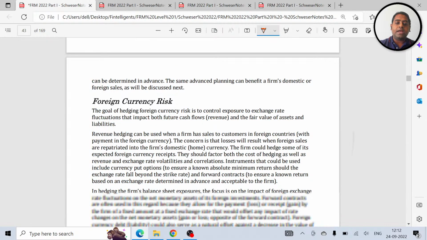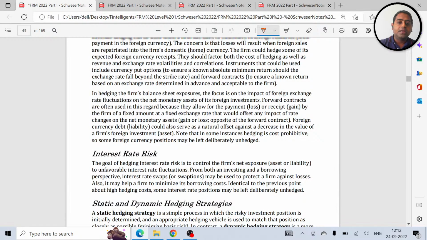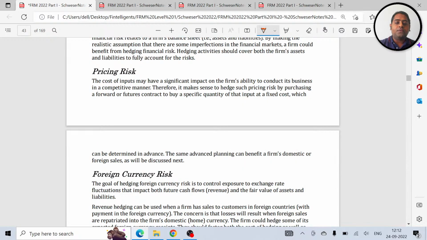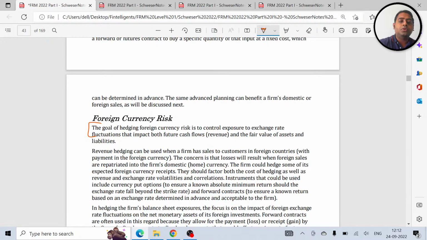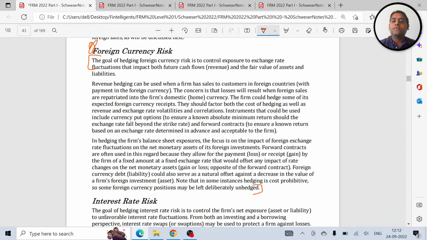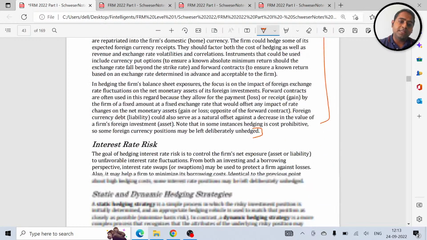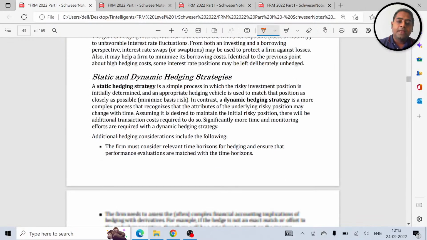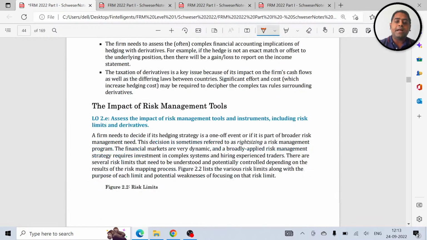With this, we are going to move towards the second part of the chapter: pricing risk, foreign currency risk. And there's one more: interest rate risk. Over here, the foreign currency risk is what you can focus on from this module. Most of the time, if they are going to test you, they might test you asking the core part of this entire module using foreign currency as a reference point.